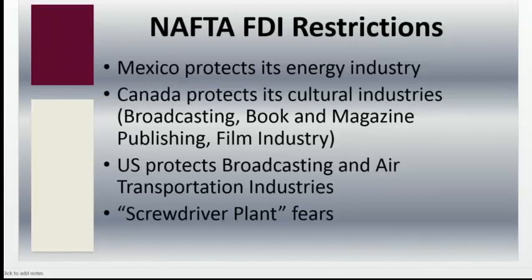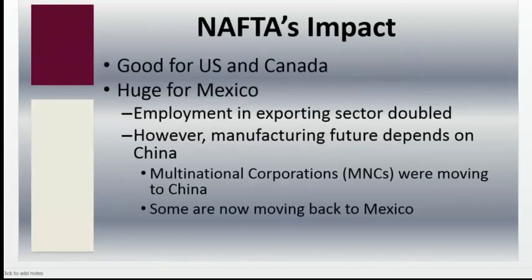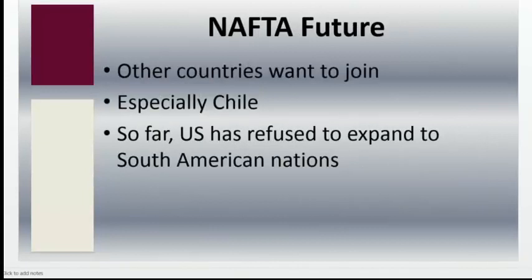Also, each country could protect certain industries. We protected our broadcasting. We already talked about the airlines; it can't be more than 25% foreign owned. Canada protected its cultural industries because Canada is really trying to compete with the U.S., making TV shows, things of that nature. Mexico's position was: keep your grubby paws off our oil. NAFTA's been exceptionally good for Mexico, but now we've seen the move to go to China and the outsourcing to China because it's even better. So where NAFTA's going, who knows? Whether we'll ever expand it, who knows?